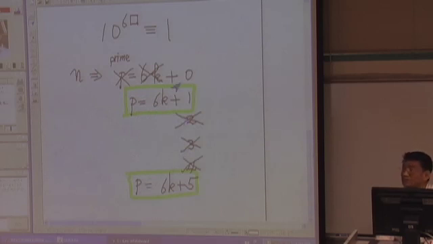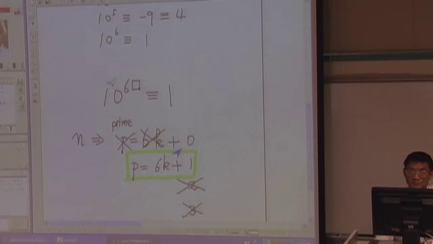Well, my question is, why 10 to the 6th power? Why not 10 to the 4th or something like that? How does that relate to the prime? 6k is 1. Yes.